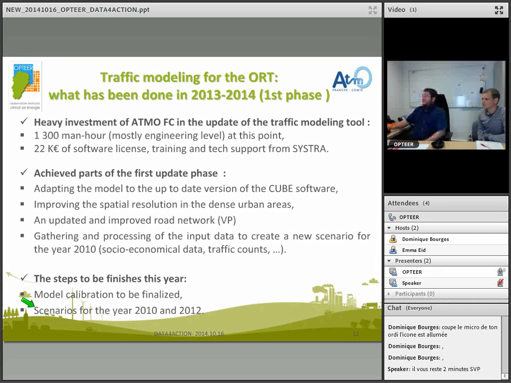But this is just the first step. Just to give you a couple of figures, we estimate we roughly have the same amount of work for step 2 and 3, plus roughly around 50,000 euro of tech support for some things that we cannot do internally and Sistra must do. So this is really work intensive and a very, very expensive tool to manage.